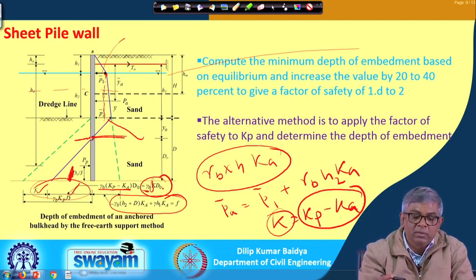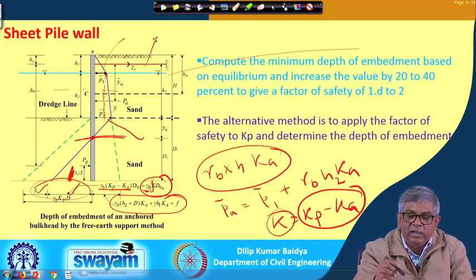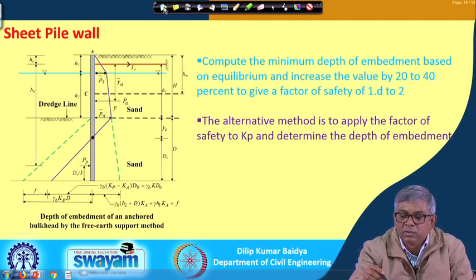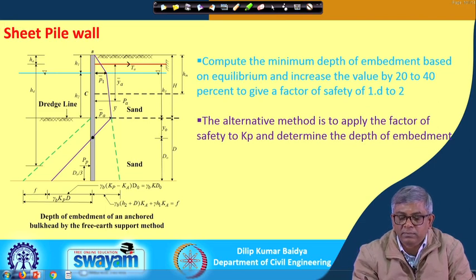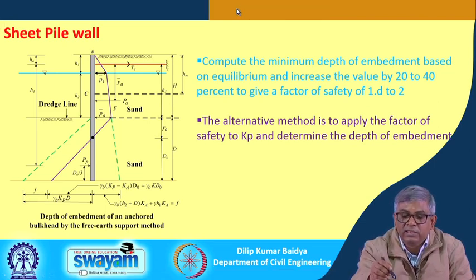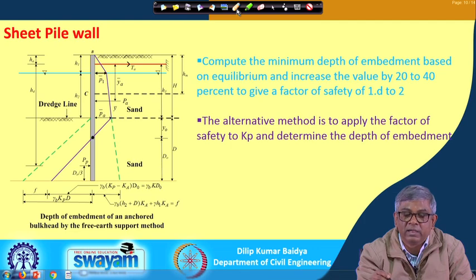Then I have to find out different other quantities, and finally I have to find out d naught, and then at the end I have to find out t in the anchor rod. So, if I go to the next slide, you can see the analysis procedure also. There are two methods of analysis.